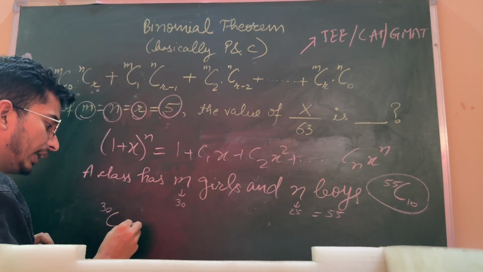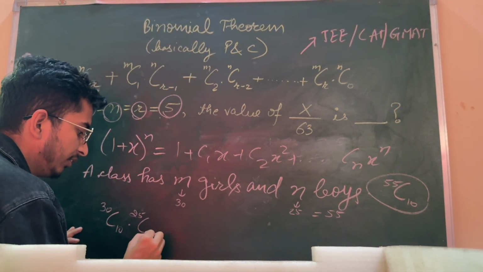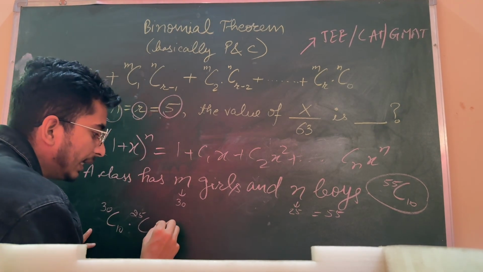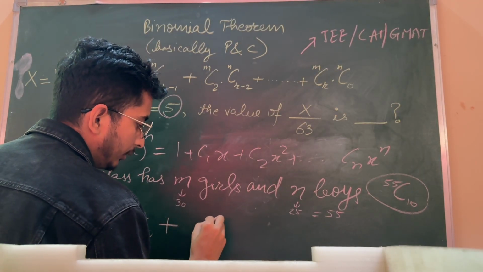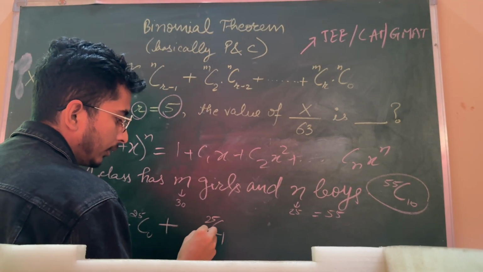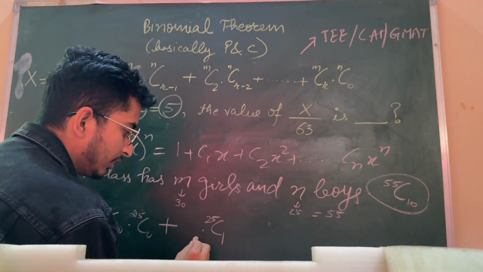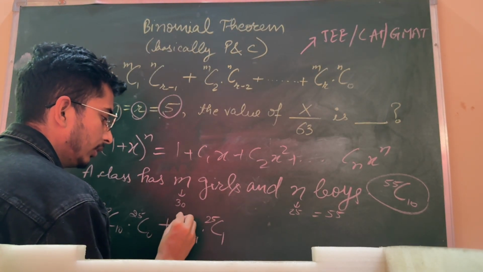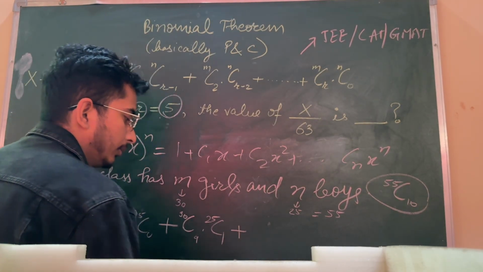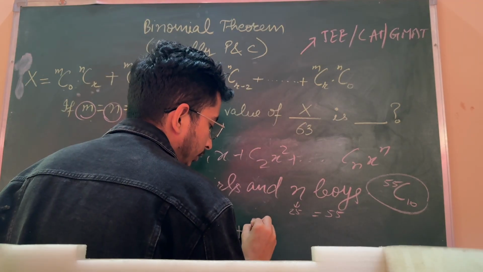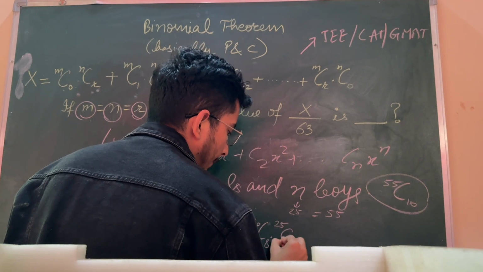Or for better understanding, you can write that I selected 0 boys out of these 25 boys. Second case is, and now I am adding plus because this is a different case, I selected one boy, and because I have to select 10 students, I will select 9 girls out of these 30. Third case is that I'll select 8 girls and I'll select 2 boys.